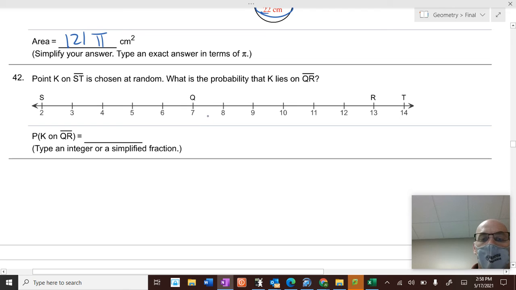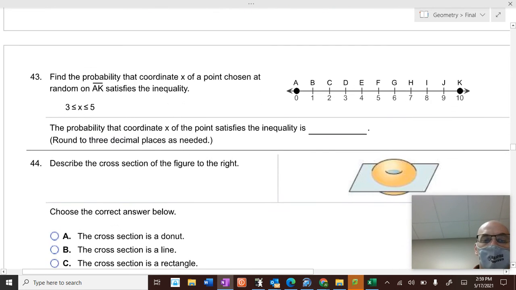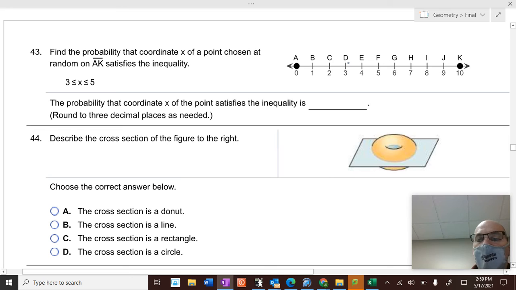QR, we've got 1, 2, 3, 4, 5, 6. QR is 6. The whole distance is 12. 6 over 12 is 1/2. From 3 to 5 is 1, 2. The whole distance is 10. 2 over 10 is 1/5.